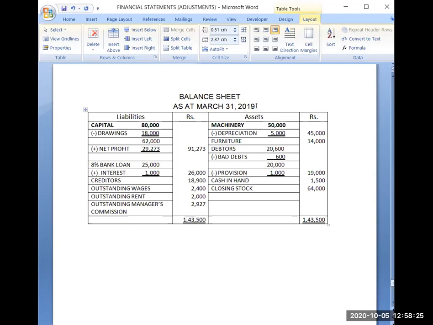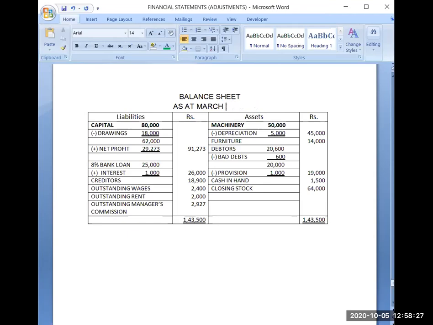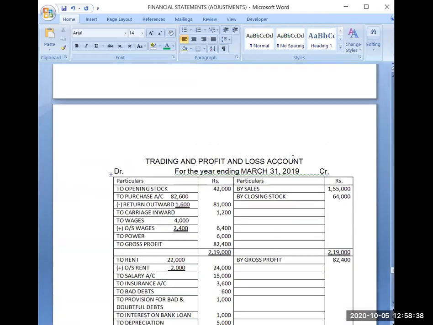This is a wrong date here because I've copied the format from somewhere. As at December 31st, 2016, and here also the date will be for the year ending December 31st, 2016.